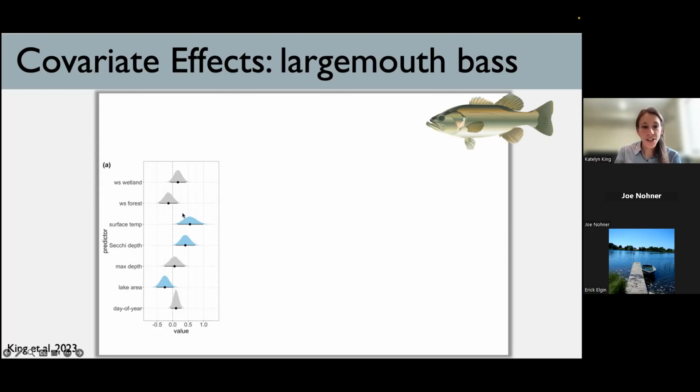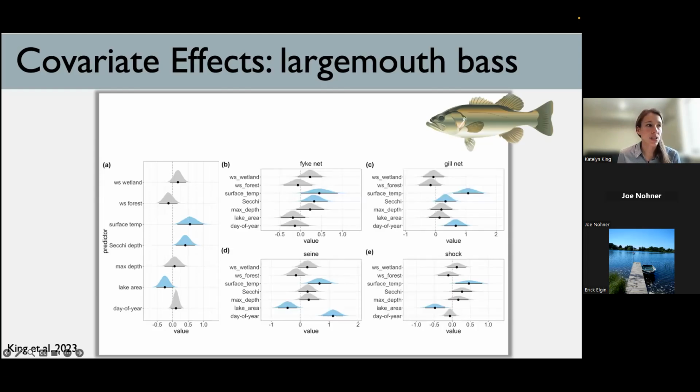So these are not necessarily new results. Other studies have looked at what influences where largemouth bass are in lakes. But we also had those different gears. So we could look at these same graphs to see if we saw similar or different trends across gear types. And so in general, the same surface temperature and Secchi depth and lake area are the most influential in all of these gear types.